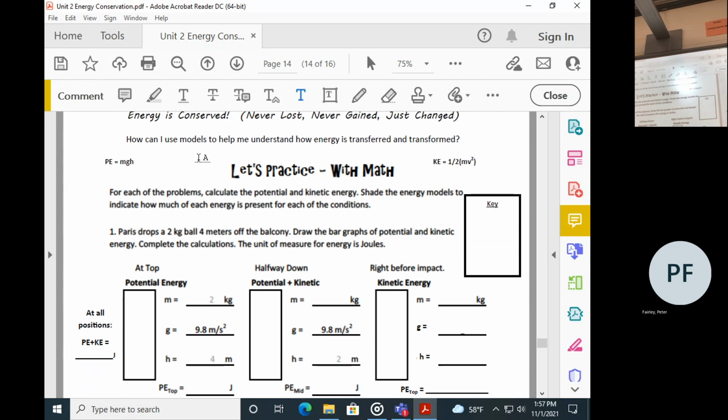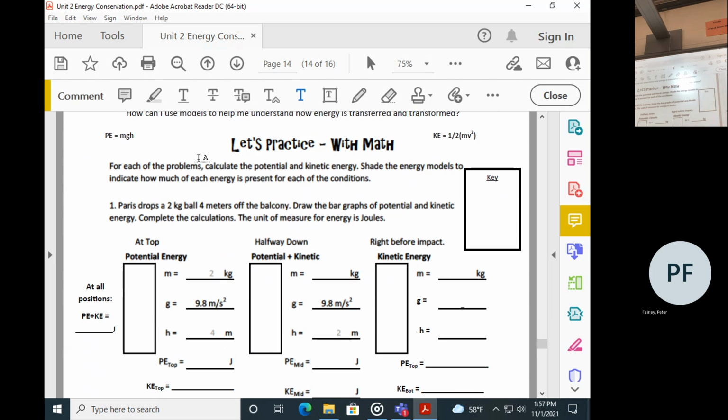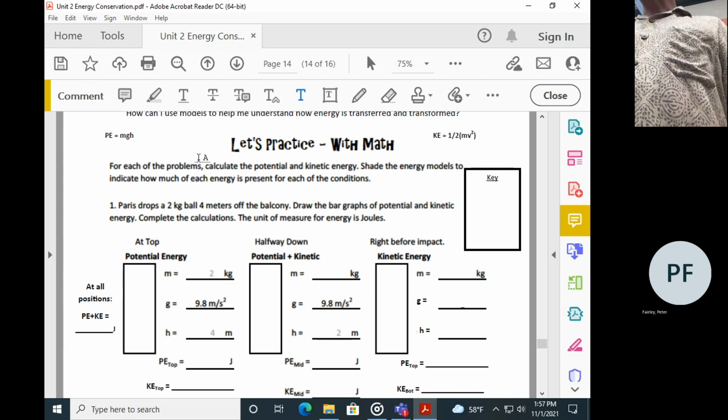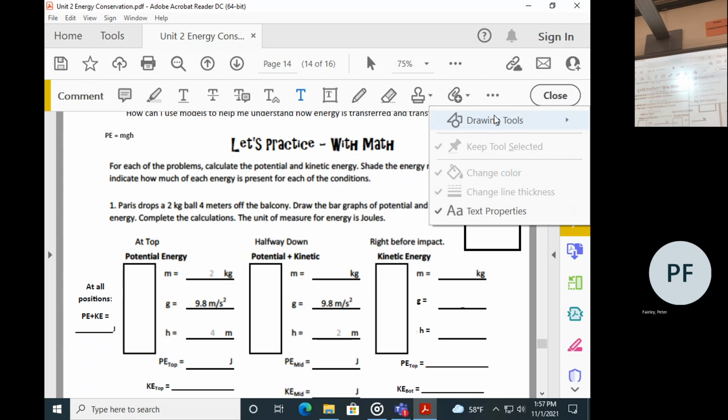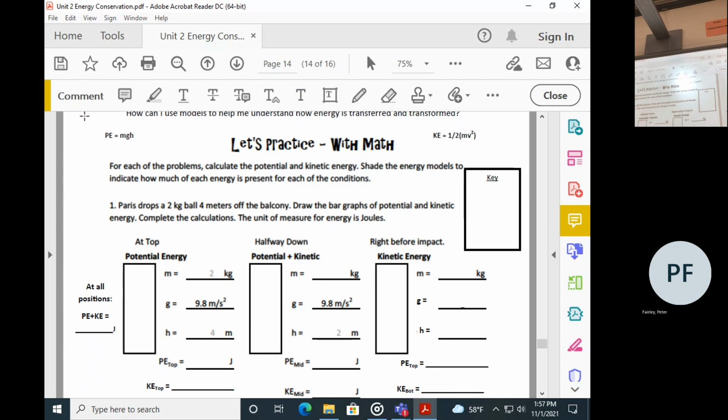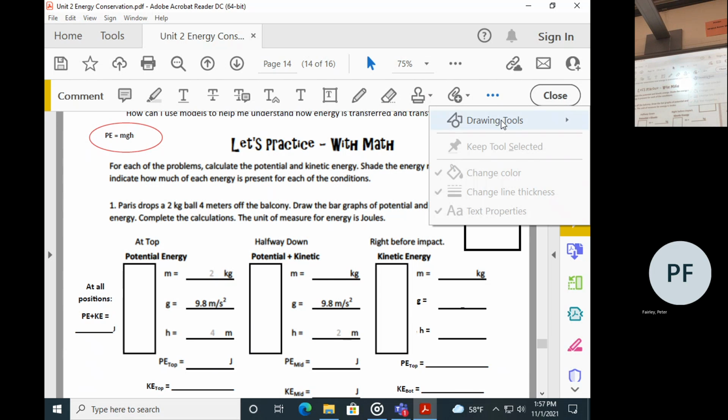Next page, let's practice with math. Yeah, more math. I told you this was engineering. So to start with, I want to point out a couple things that you should know how to use these equations, although you don't have to memorize the equations, do you?